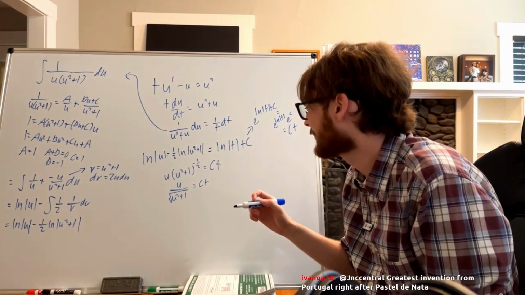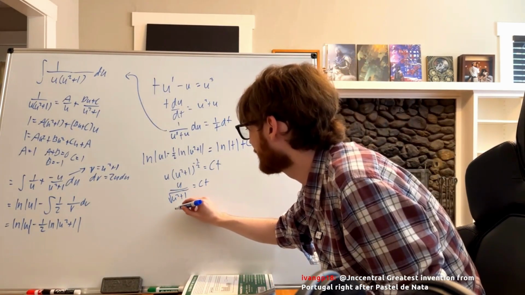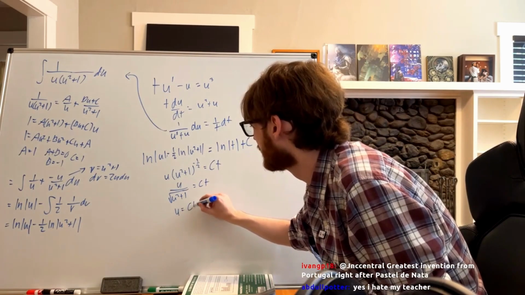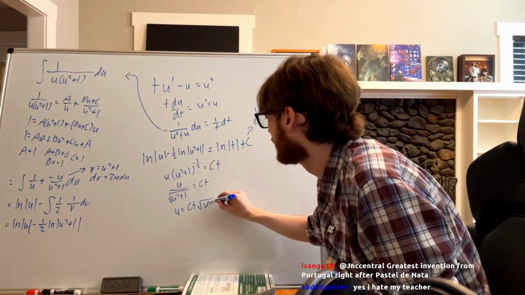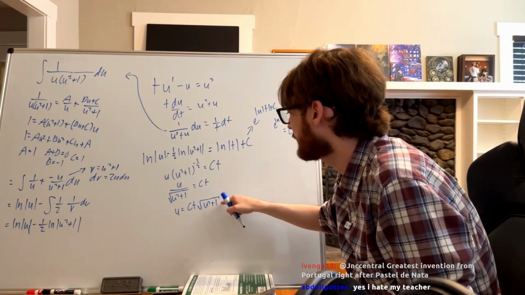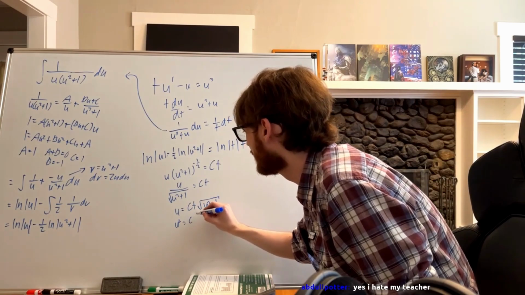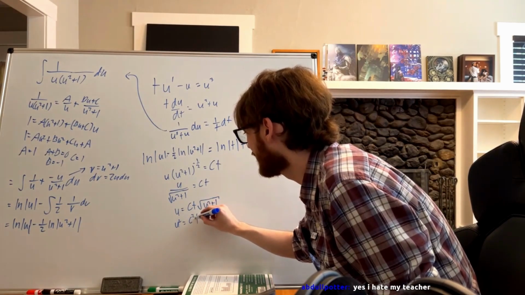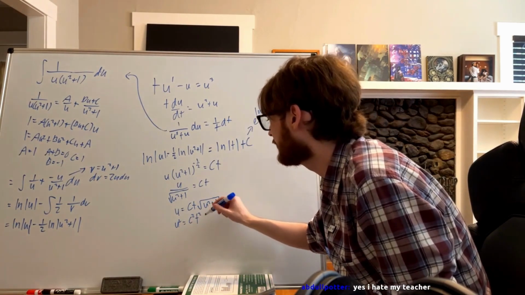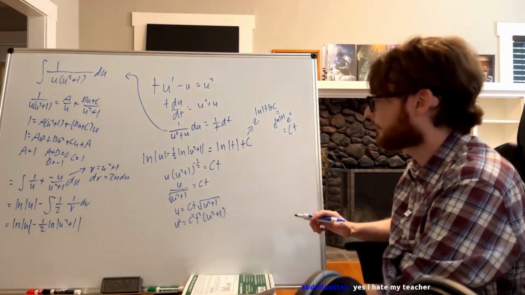Okay, so let's do what Wolfram Alpha said. Let's multiply 3 by the square root, and I assume Wolfram Alpha's next step is going to be square each side. So multiply 3 by the root, and then we square each side. We get u squared is equal to c squared times u squared plus 1. I assume we can get rid of the squared, but I'm just going to keep it in case.